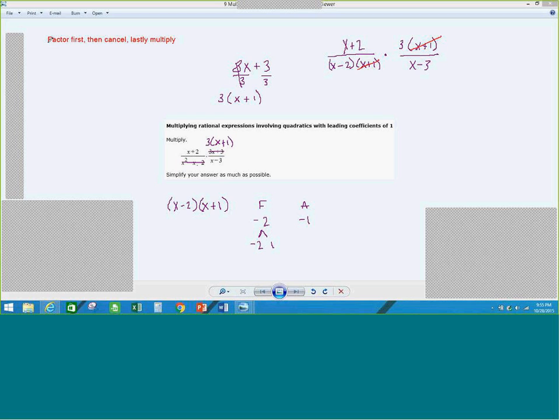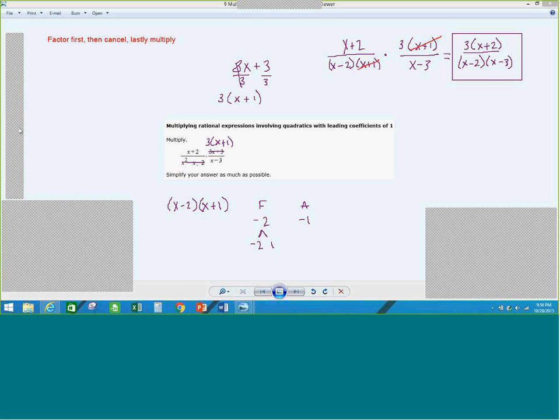So I've done the first step: I factored first. We canceled, and then here I'll try multiplication. I have 3 times x plus 2, and you wouldn't leave the 3 on the back end. And then in the denominator we've got x minus 2 and x minus 3. I'm going to leave that in factored form rather than multiplying this back out. Let's walk away from it.